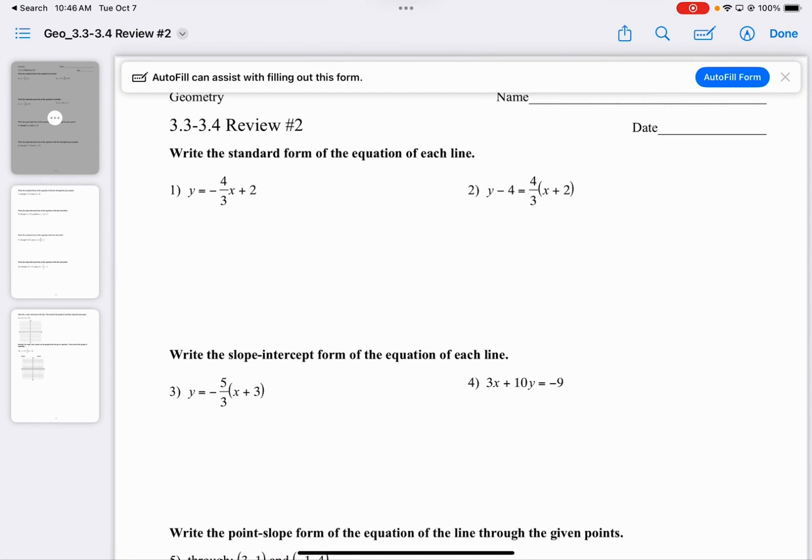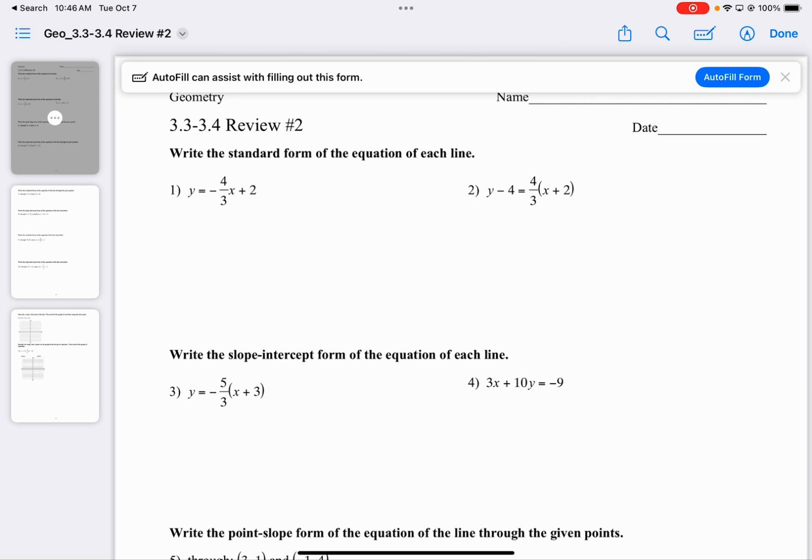I'm just going to do a couple problems from each one of the sections, and then I'll have you guys do the rest of it. Let's start with the first section. So 1 or 2. It says, write the standard form of the equation of each line.